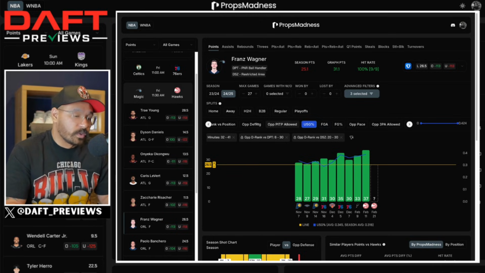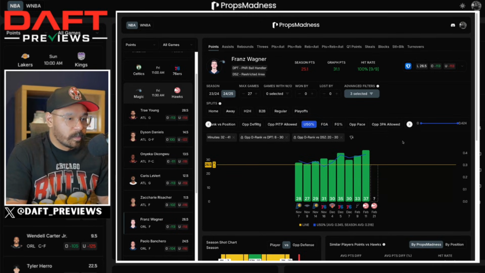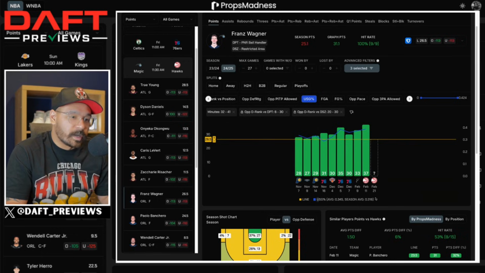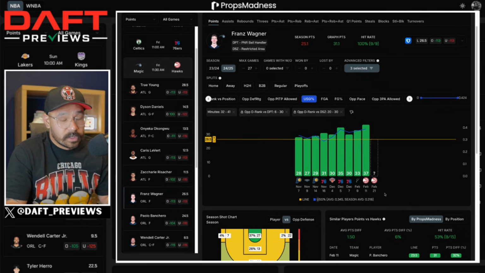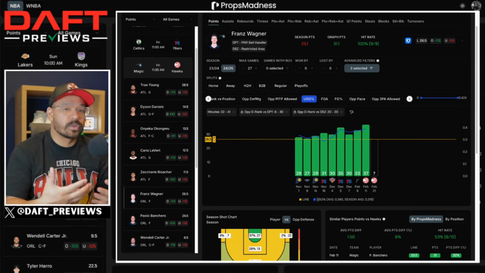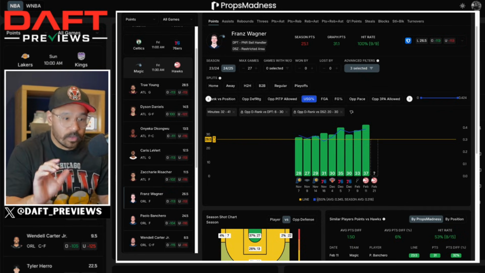Now, usage rate is a real key one here, especially when it comes to scoring points. So here we can see a summary of that blue line. What this is telling us is, in these games against these teams, when he plays 32 to 41 minutes, he has an average usage rate of 34.5%. His season average usage rate is 31%. So in games where he has a good matchup, Franz gets the ball a little bit more. That's what that tells us.